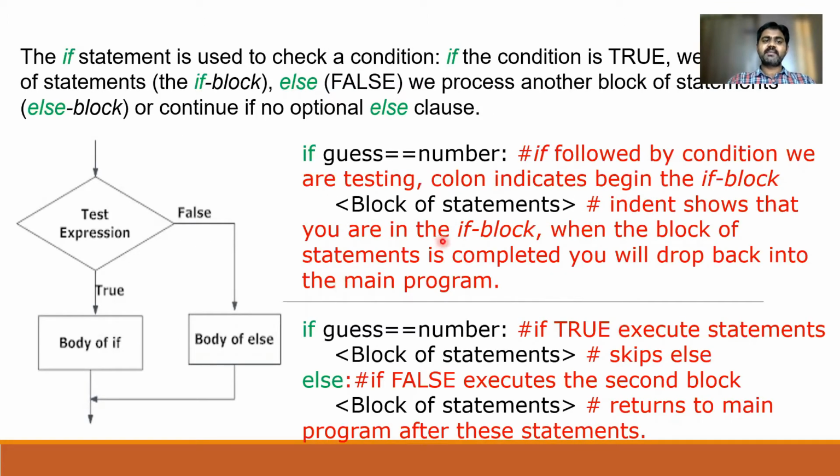The if statement is used to check a condition. If the condition is true, we execute the statements. In the else part, if the condition is false, we proceed to another block. These are like blocks: if that condition is true, we execute this block, and if it is false, we execute the other block. For example, if guess equal to number: if is followed by the condition we are testing, and the colon indicates the beginning of the block. If guess equals number, that block of statements executes. If the guess is not equal to the number we are trying to guess, we come to the else block.